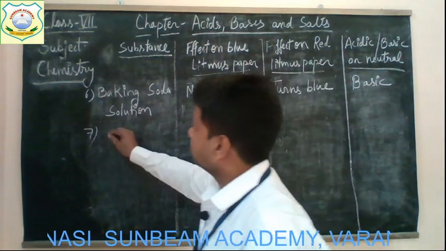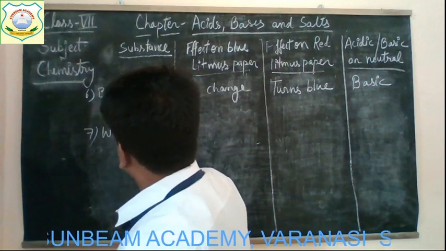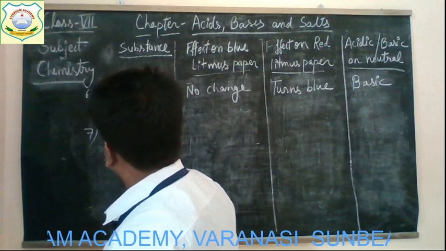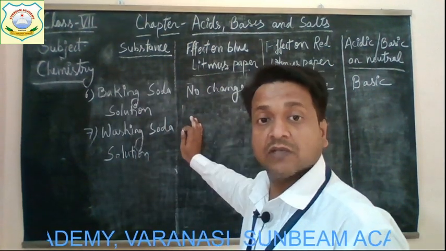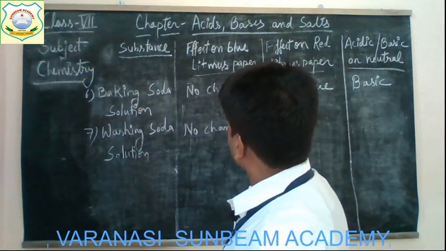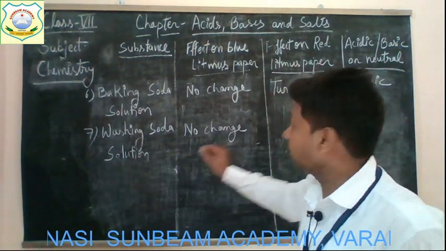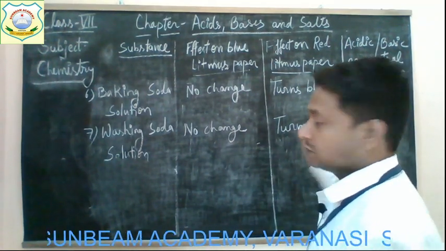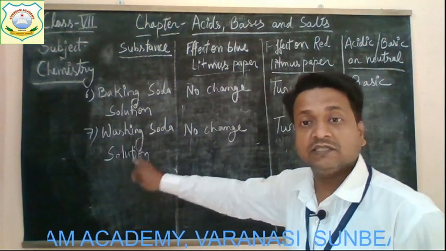So when the washing soda solution is kept on blue litmus paper, no change will occur. And when it is kept on red litmus paper, the red litmus paper turns blue. So this also indicates that the nature of washing soda solution is basic.